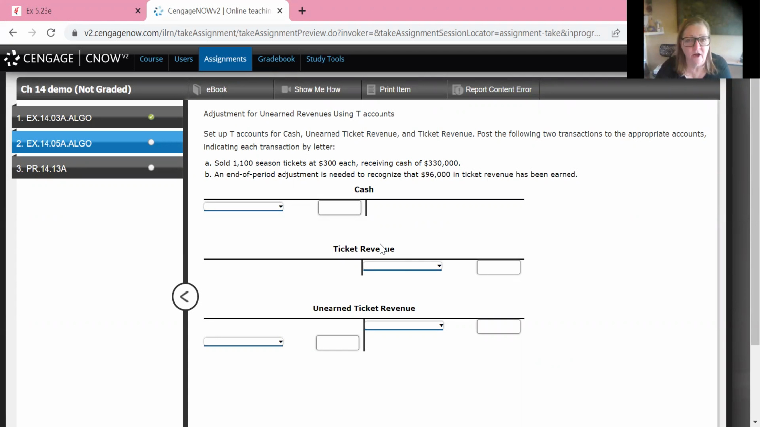And so what they're doing is that for the first transaction, we sold 1,100 season tickets at $300 apiece, receiving cash of $330,000. So it wants us to put the letter A there because that's the first entry, 330. Gotta get the right number of zeros. And when we first put it in, we're going to put it to unearned revenue for the full amount, because we don't know if we're going to actually earn them all. They're season tickets, so they may not have all expired by the end of our period. So we're going to put them to unearned revenue.